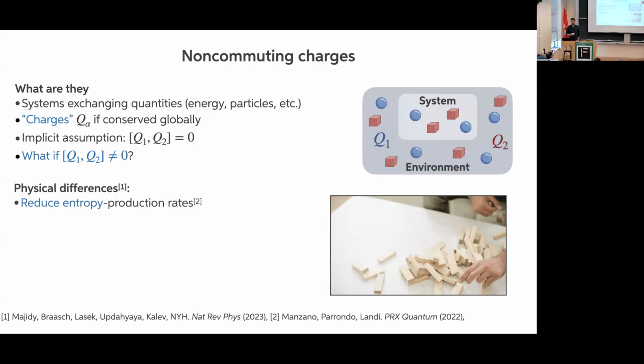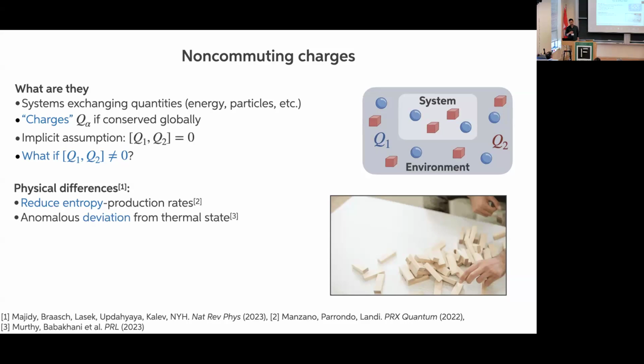One is this work by Gabriel Landi and collaborators. I mention Gabriel because he'll be here later this week. They look at the rate of entropy production in a collisional model, and they consider a case where you have commuting and non-commuting charges. Both analytically and numerically, they find that the model with the non-commuting charges decreases the entropy production per collision.